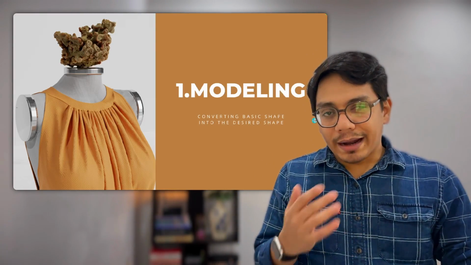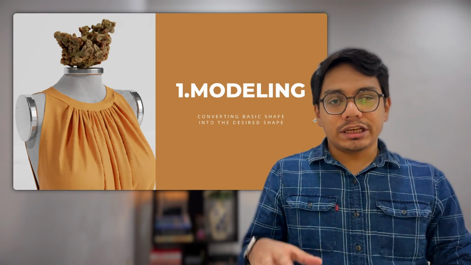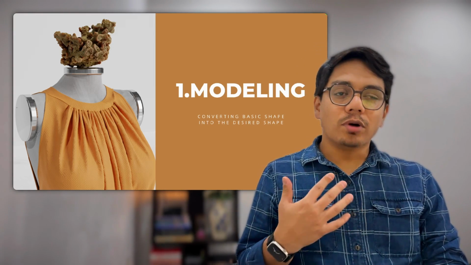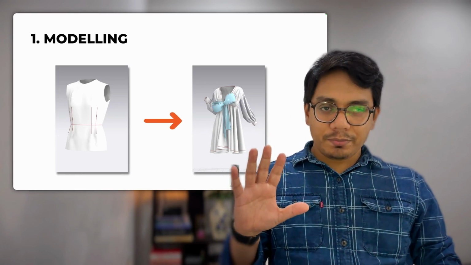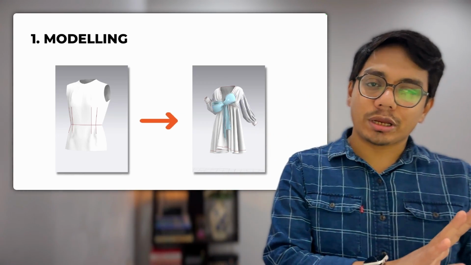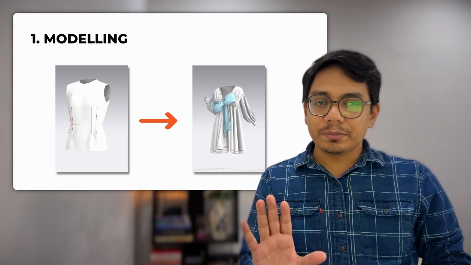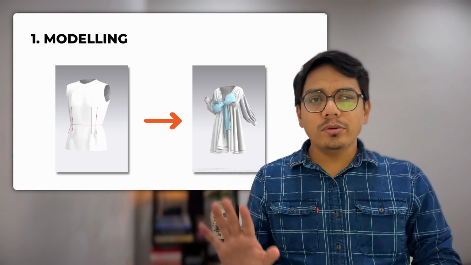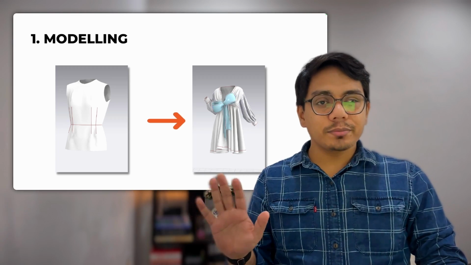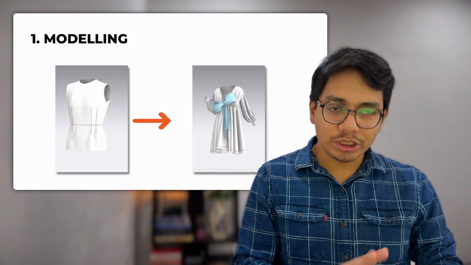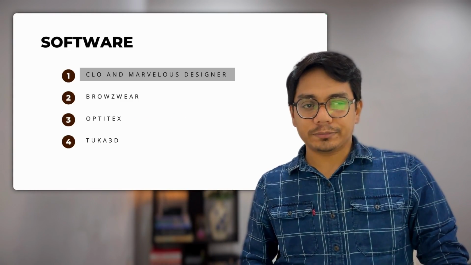Pattern making comes under the stage called modeling. In the modeling stage, you have a basic shape and you convert that basic shape into a desired shape. You use pattern making concepts to do that. Also, how do you create that basic shape? To create the basic shape and then to manipulate it, you have to learn pattern making.